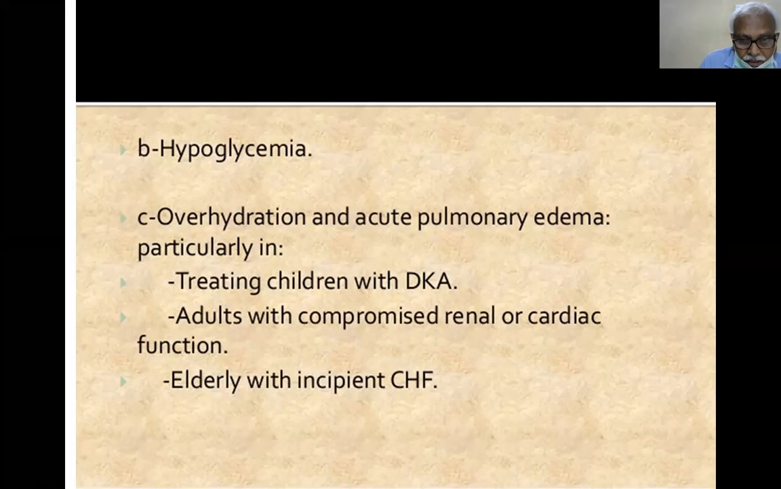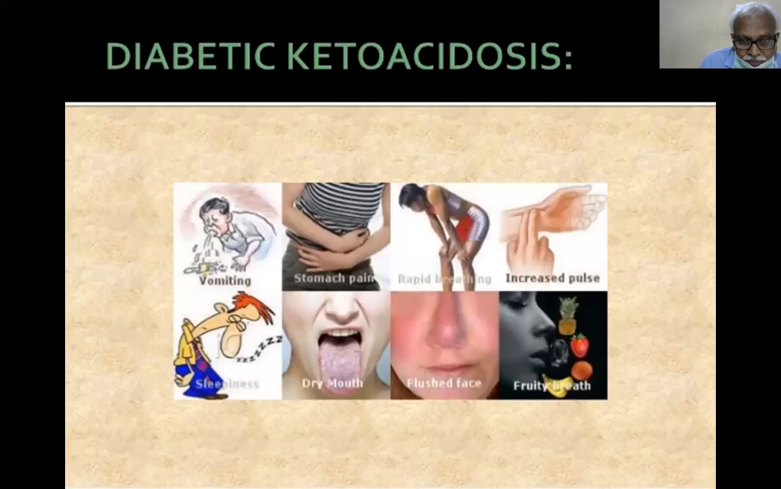cardiac left ventricular hypertrophy. So these are the diabetic ketoacidosis symptoms: stomach pain, vomiting, sleepiness, dry mouth, woody tongue, flushed face, fruity acidotic breath, and increased pulse.